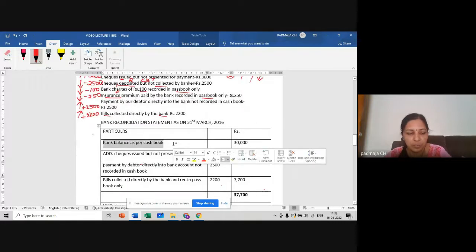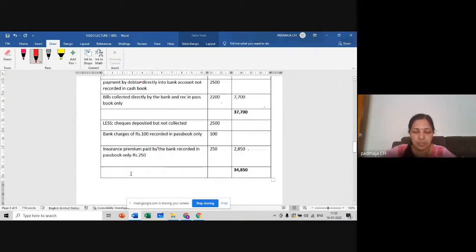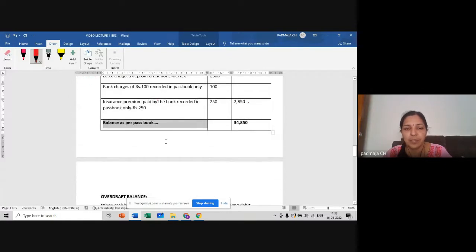Now see, what is the starting point we have written? Bank balance as per cash book we have written, isn't it? So what will be the closing, the ending point? Balance as per passbook. So this is our ultimate answer. If balance as per cash book is given, the end point will be passbook.